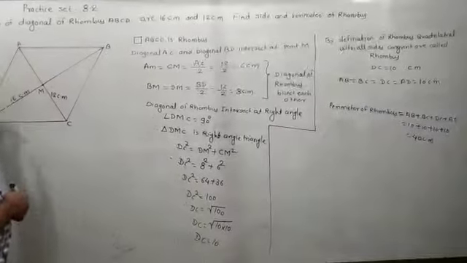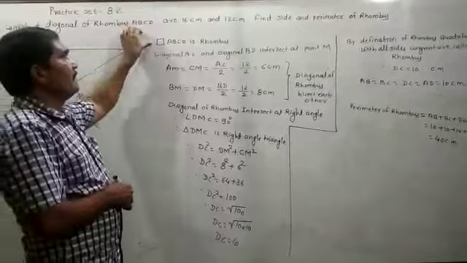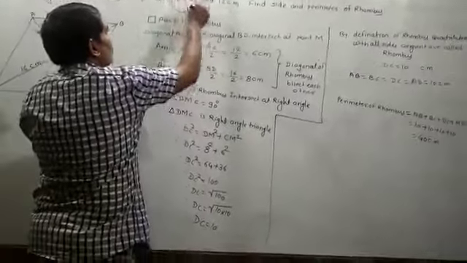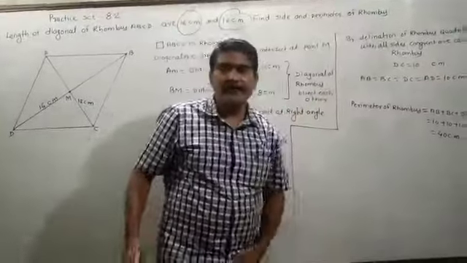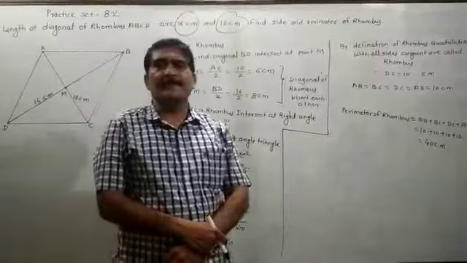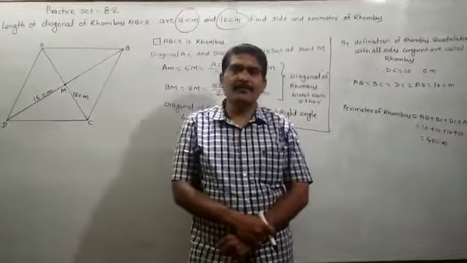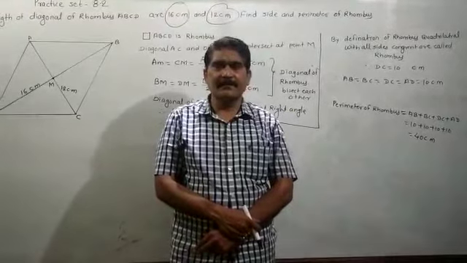To question number 5. The lengths of the diagonals of the rhombus ABCD are 16 centimeter and 12 centimeter. Find the side and the perimeter of the rhombus. Already we learned the definition of rhombus and the properties of the rhombus that you have to utilize in the example and solve the example.